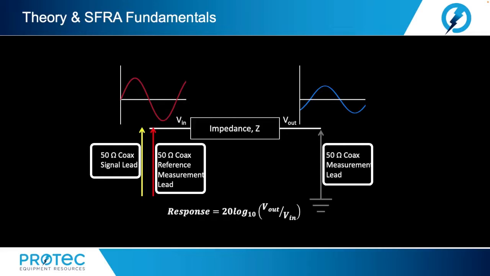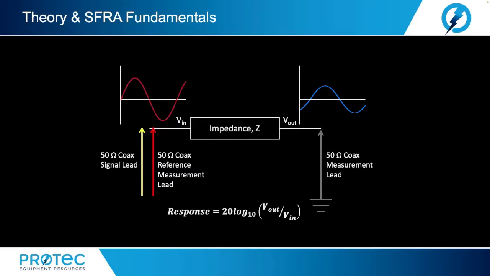To remove the effect of test leads, a 3-lead system is used to measure both the input and output voltage simultaneously. Coax test leads of 50 ohms are used to apply the source voltage and measure the voltage as V sub in. Consequently, V sub out is referenced against the 50 ohm test lead to ground.